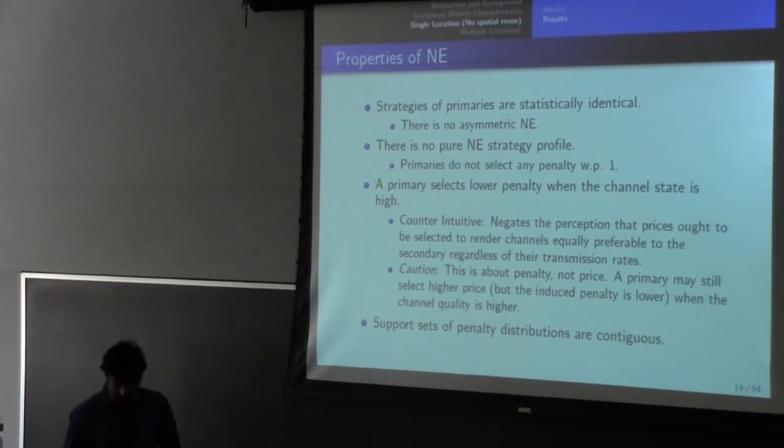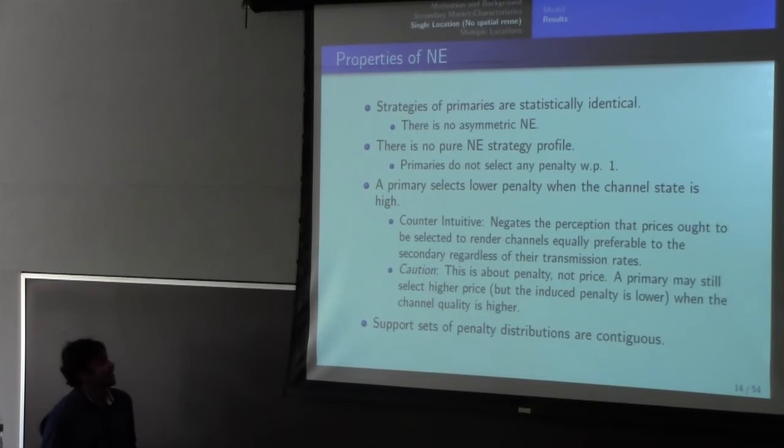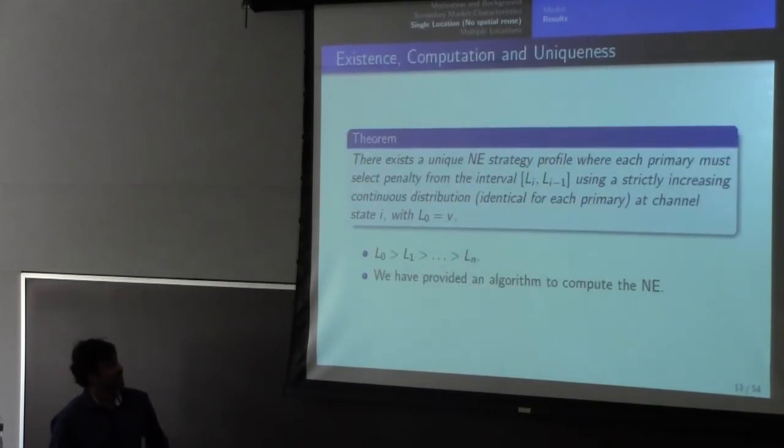Another important thing, which may not be very intuitive, is that a primary selects a lower penalty when the channel state is high. You can see that at channel state N, it is selecting from penalty Ln to Ln minus 1. At channel state N minus 1, it is selecting from Ln minus 1 to Ln minus 2, and Ln minus 2 is greater than Ln, right?